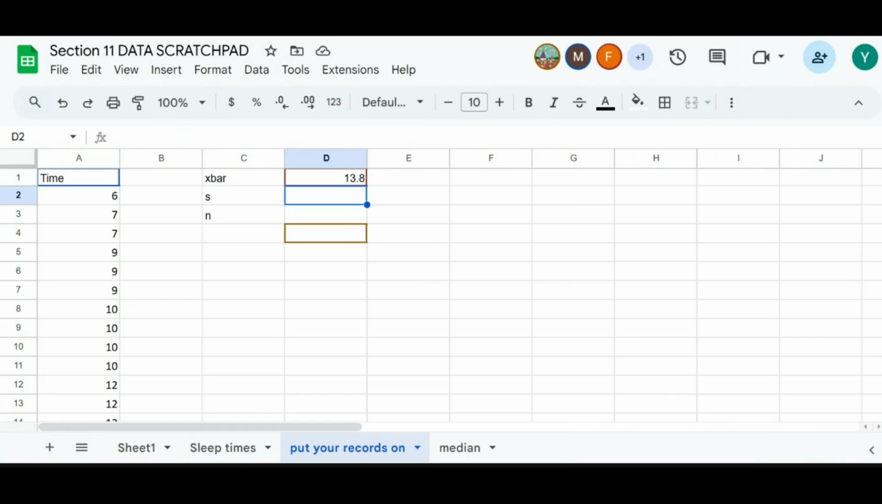Go to the scratchpad and type equals. Go to the empty cell and type. Get the standard deviation of data. Now, yes, that is the STDEV. But if you want, you can put it here.